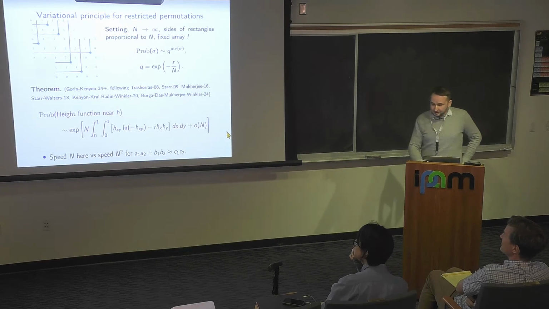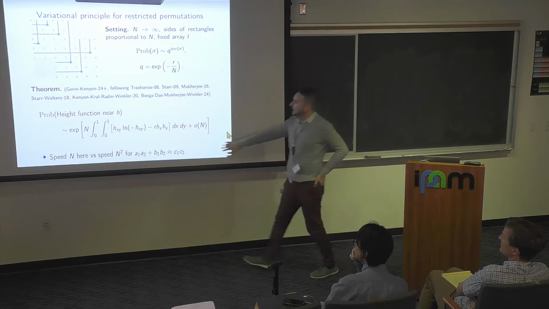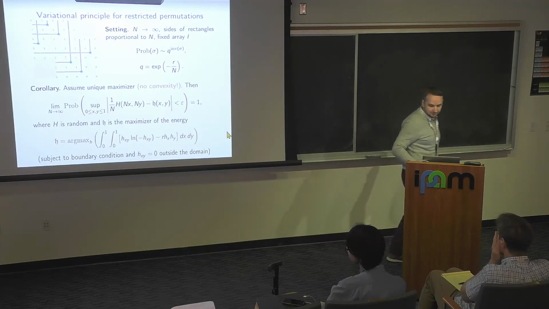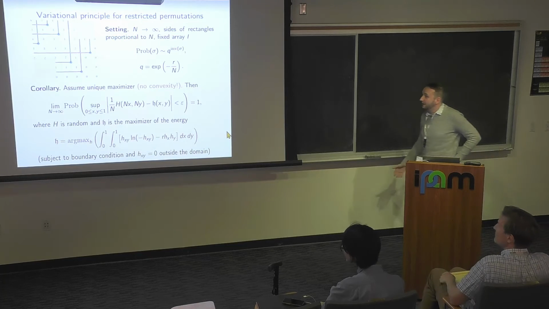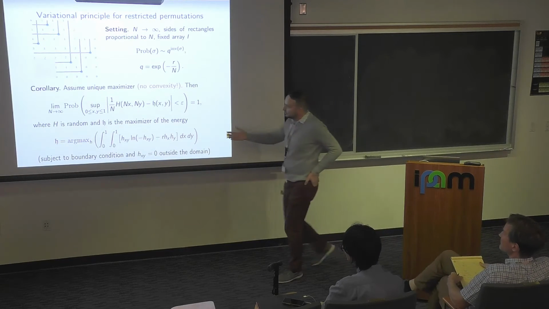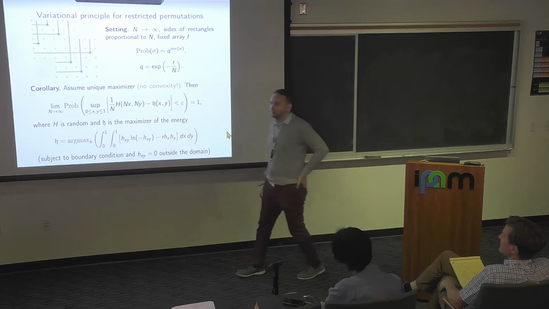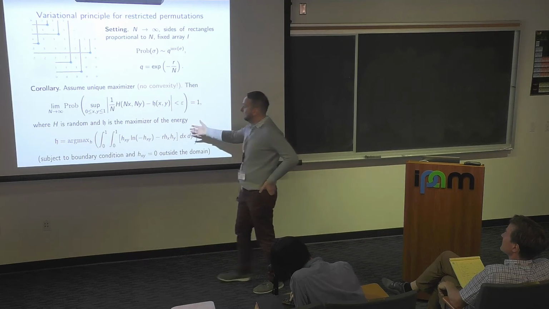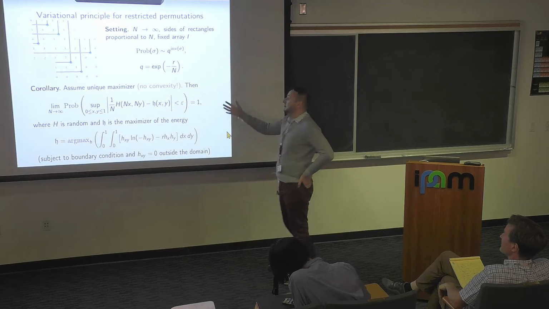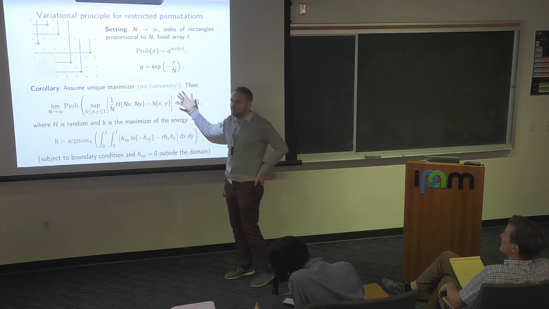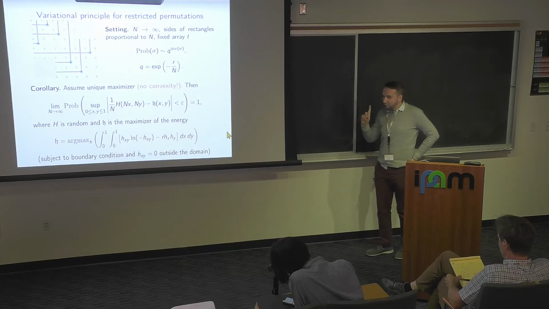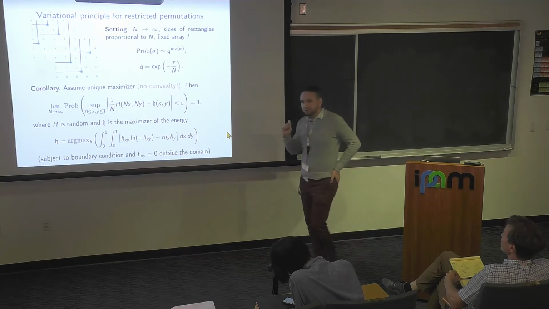Now, given the variational principle, you need to analyze this functional and find maximizers of it. The corollary will be that if you assume this functional on continuous functions has a unique maximizer, then your random height function will converge to this unique maximizer. I would like to warn you that here is something which again differs from the dimer model.